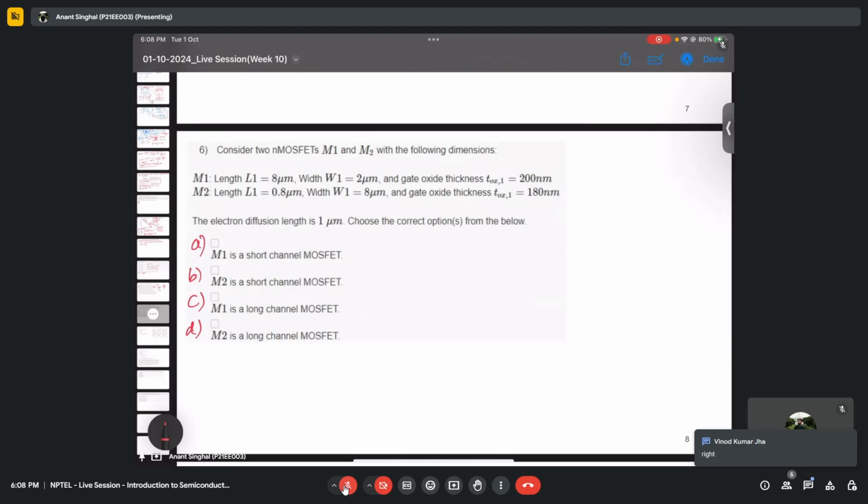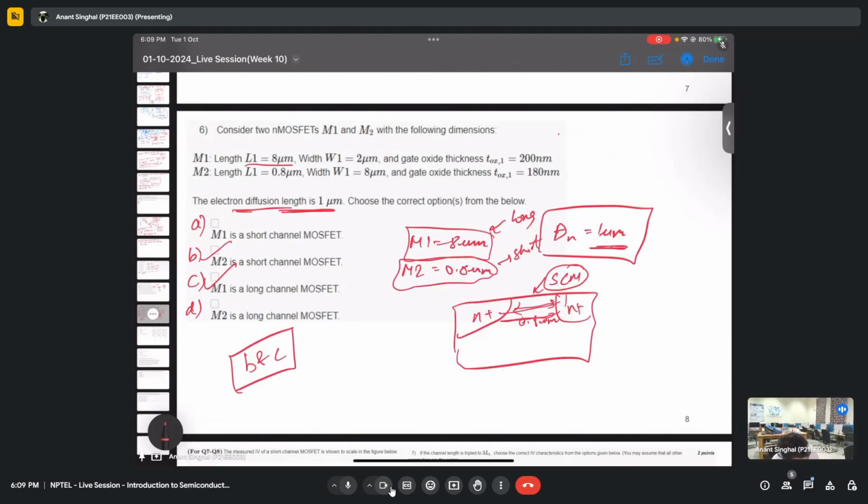Sir, how can we say that diffusion will never happen? Okay, diffusion will never happen means, see, the electron diffusion length means that for an electron to collide with some other electron, it requires at least 1 micrometer distance, and the channel length is only 0.8 micron. So what I'm saying is we don't have any region where the electron collision will occur, and that is why I'm calling it a short channel MOSFET. Okay, so before it collides, it reaches the other terminal. Yeah, it reaches the other terminal. Yes. Okay.